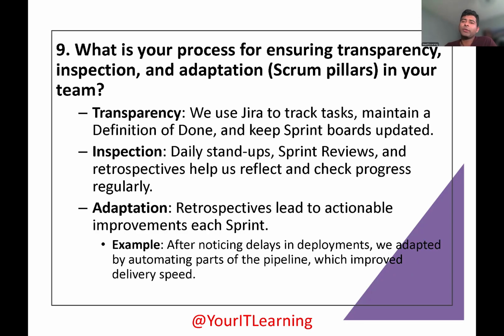What is your process of ensuring transparency, inspection, and adaptation, Scrum pillars in your team? Transparency: we use Jira to track tasks, maintain a definition of done, and keep the sprint board updated. Jira is a software which is quite used in most of the companies for maintaining the user stories, backlog, and everything. And as a Scrum Master, you should say you encourage everyone to write down all the comments, everything related to the user stories in Jira. So everyone knows what the current status is.